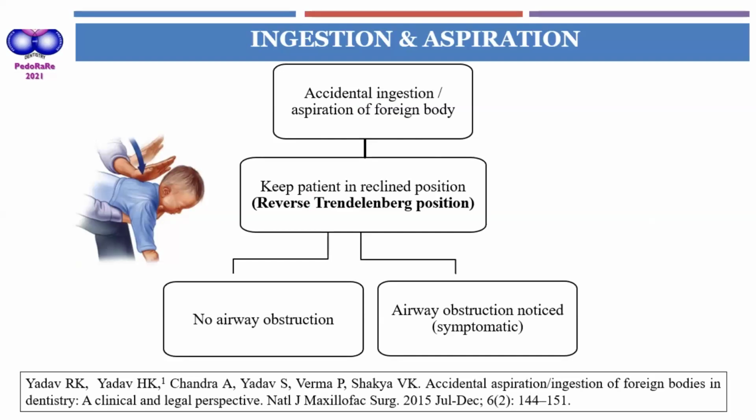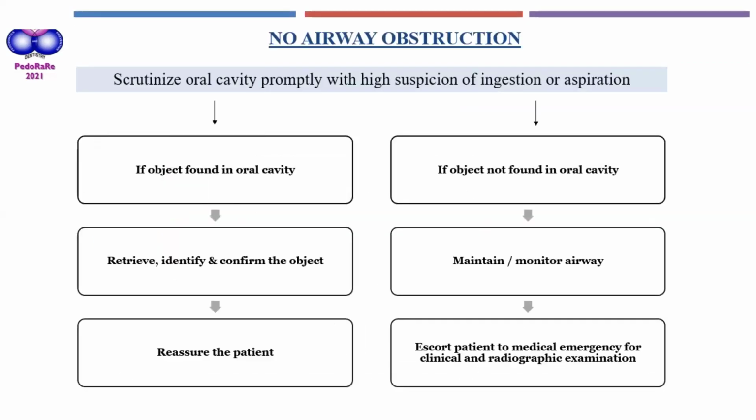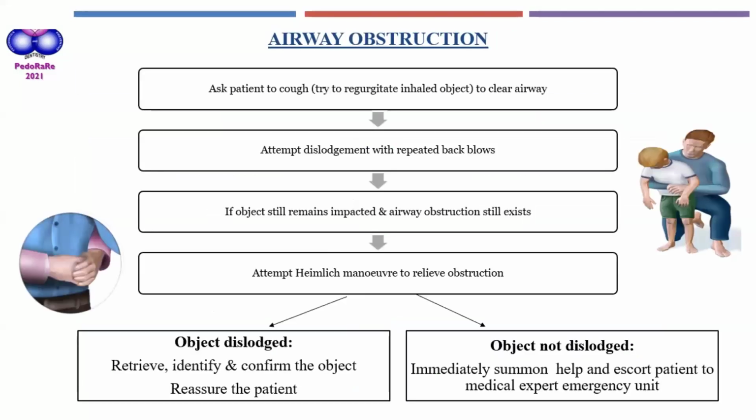Sometimes there is ingestion or aspiration of a foreign body. Keep the patient in the reverse Trendelenburg position. Note if there is airway obstruction and if it's symptomatic. If there's no airway obstruction, scrutinize the oral cavity, and check for what has happened, ingestion or aspiration. If the object is found in the oral cavity, retrieve, identify and confirm the object, reassure the patient. However, if it is inside, then monitor the airway, escort the patient to a medical emergency for clinical and radiographic examination.